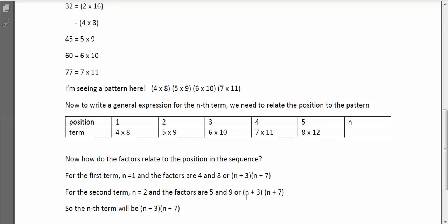5 plus 3 is 8, 5 plus 7 is 12, and lo and behold, those are the factors that I had for the fifth term. So this is a very logical way to approach a problem like this, and hopefully this will help you as you're working on this particular set of homework.